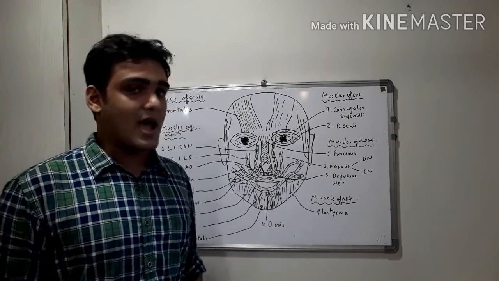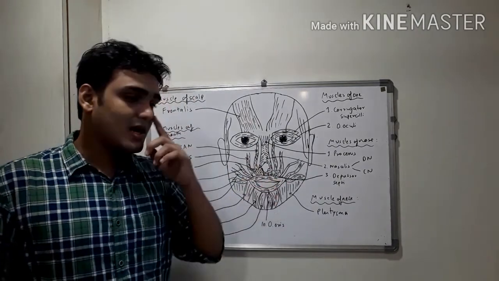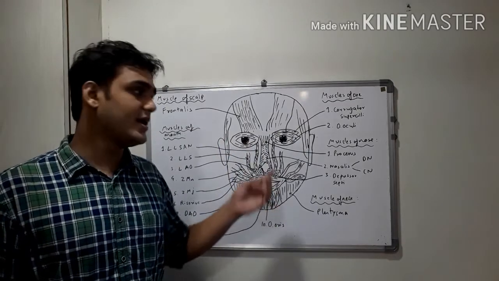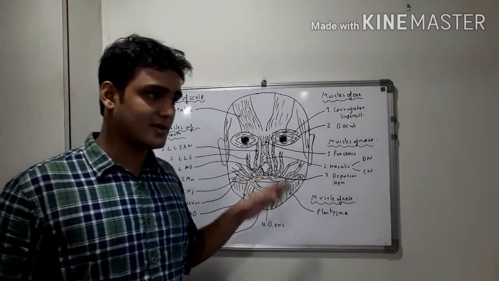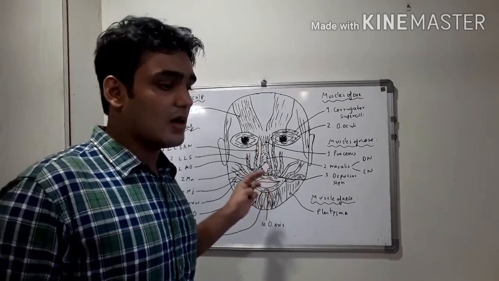And as I told earlier, dilator naris is inserted laterally in the ala, so it has the origin above the lateral incisor, and depressor septi is inserted medially, in comparison to the insertion of dilator naris. So it has origin above the medial incisor.